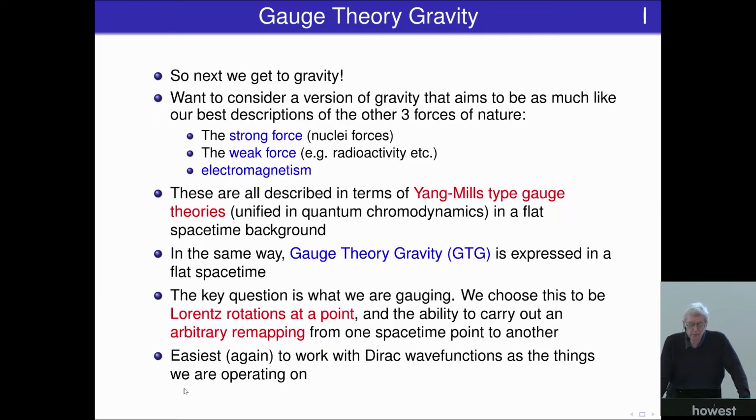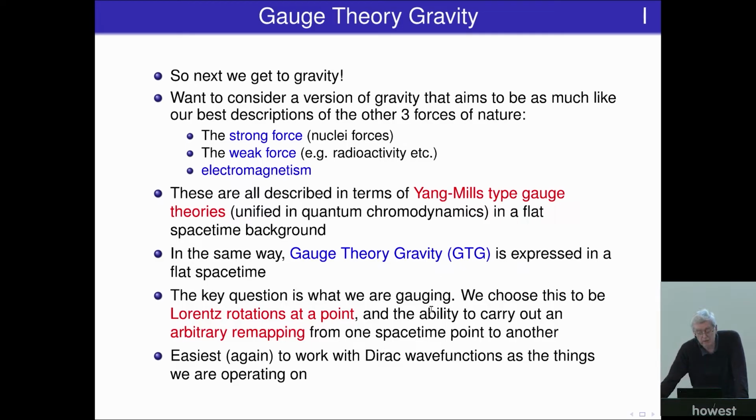And so in gravity, we'll want to do something that is going to be as much as possible like the other three forces of nature. And we know all of these are described in terms of gauge theories. This business of the local scaling giving us a connection is called a Yang-Mills type gauge theory. And they're all in a flat space-time background. And so in the same way, gauge theory gravity is expressed in a flat space-time.